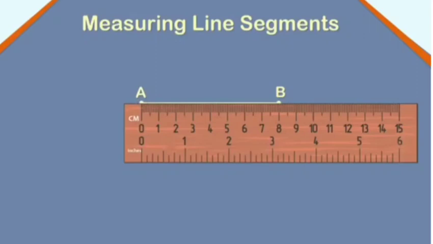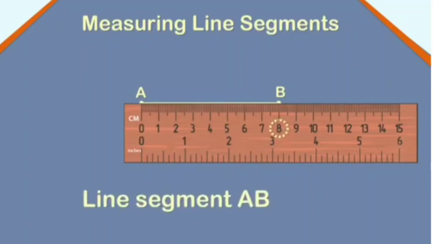The marking on the ruler at which the line ends, that is the marking at point B, gives us the measure of the line segment. Now what is the measure of the line segment here? The measure of line segment AB is equal to 8 centimeter.